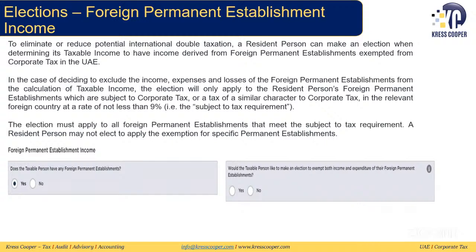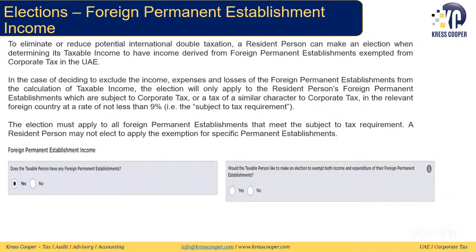But if this exemption is taken, then it will be applicable to all the foreign permanent establishments. You cannot choose this exemption for one foreign permanent establishment, let's suppose located in India, and then choose a different election and have the income and expenses of, let's suppose, China included. No, it has to apply to all foreign permanent establishments of the resident person.